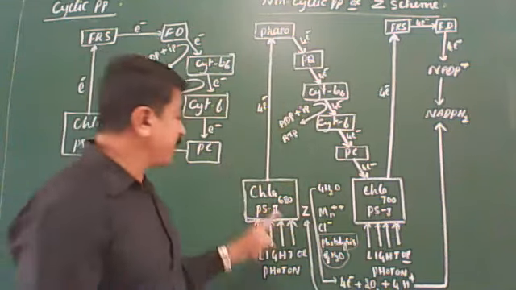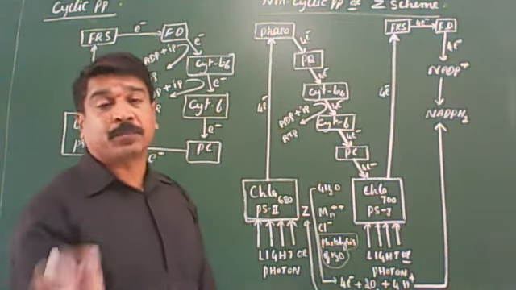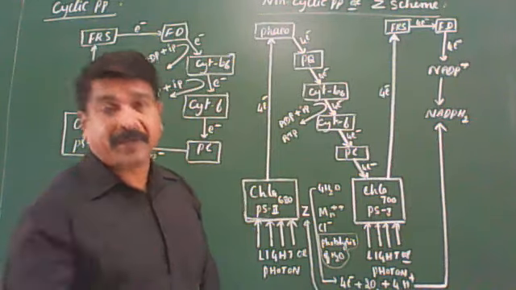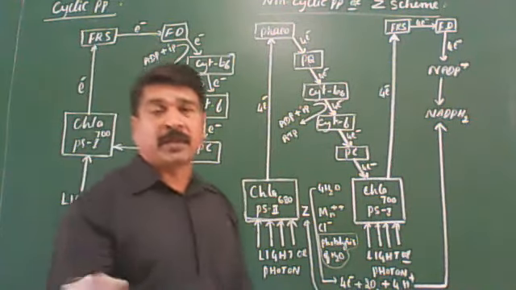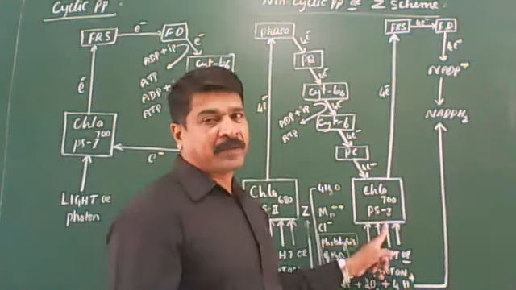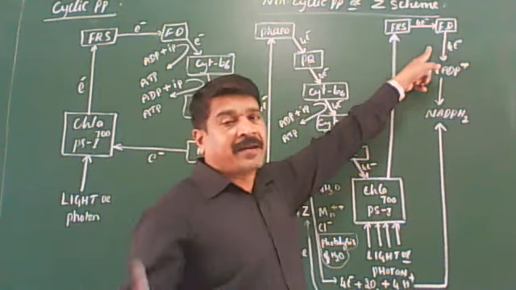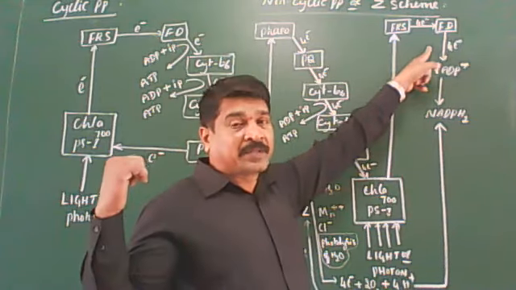During transfer of electrons from PS2 to PS1, energy is liberated between cytochrome B6 and cytochrome F. That energy is used for the formation of ATP from ADP and inorganic phosphate. I think it is very clear. Now, the electrons from PS1 are accepted by FRS and FD. Already I told you this in cyclic photophosphorylation.